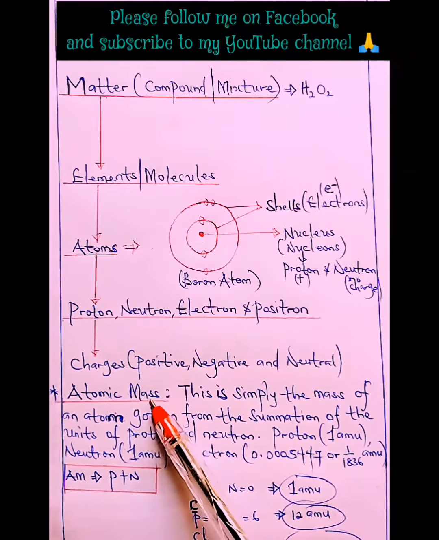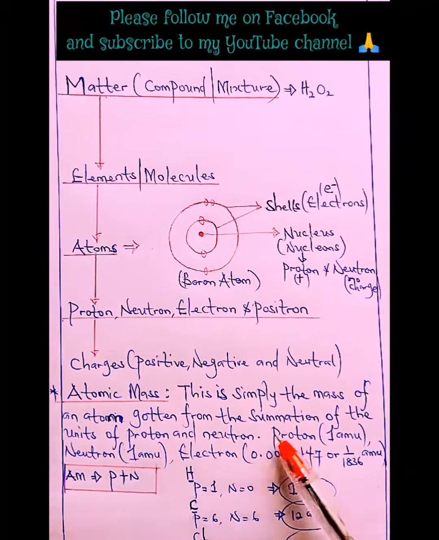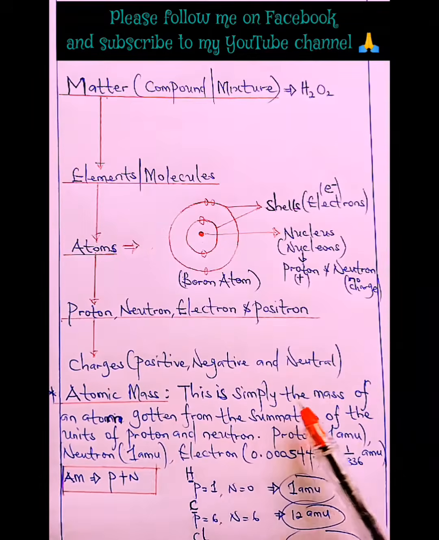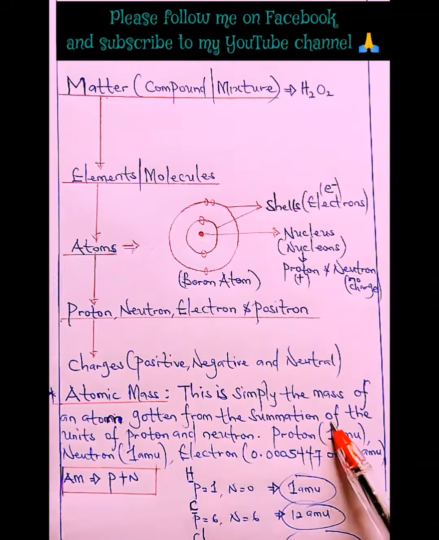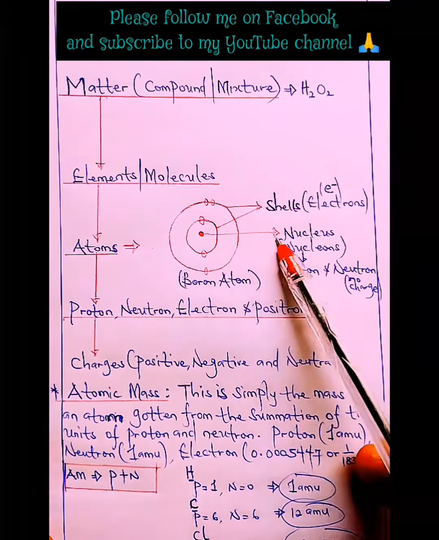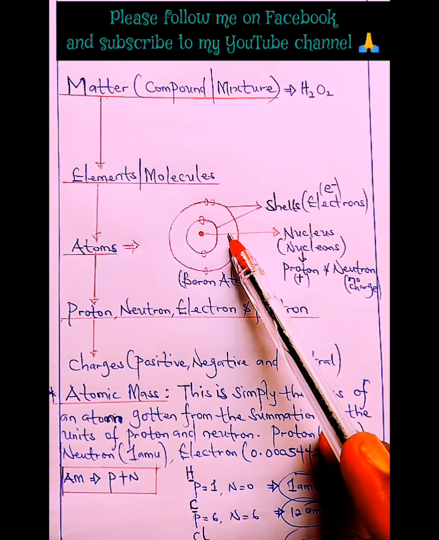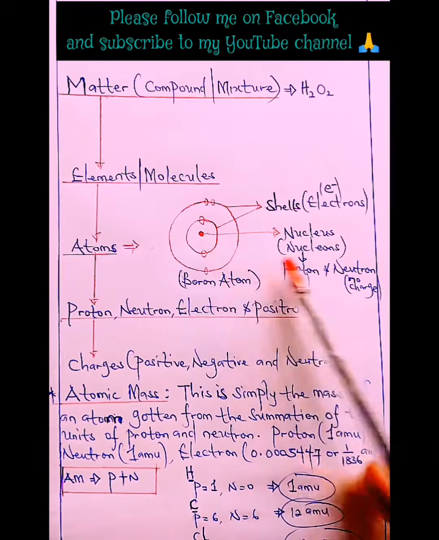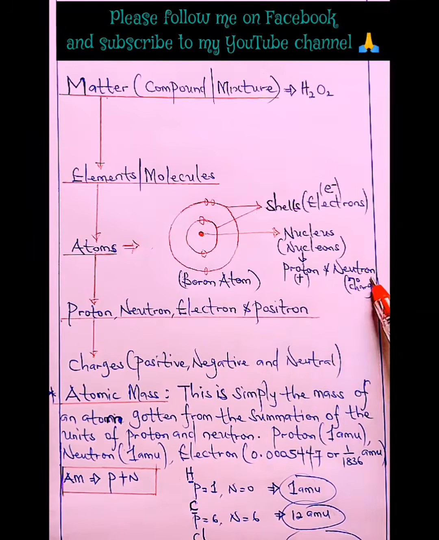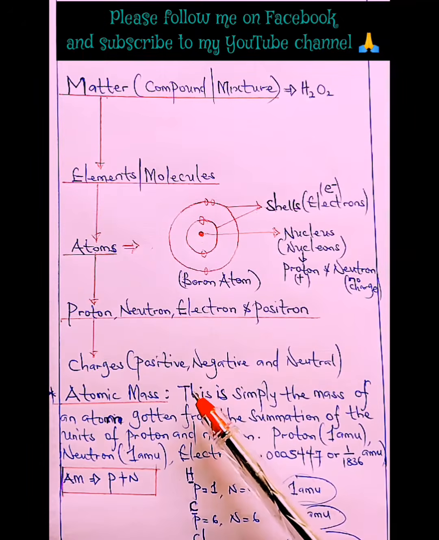So when we talk about the mass of a given substance, what does it mean? Atomic mass, I beg your pardon, is simply the mass of an atom gotten from the summation of the unit of proton and neutron. So when we talk about the mass of an atom, it's gotten when we combine proton and neutron together. The mass of an atom cannot be gotten by considering electrons. So for us to get the mass of an atom, we mainly consider the nucleus. It's the nucleus, that is the proton and the neutron, that we put together to give us the heaviness or the mass of a given atom.